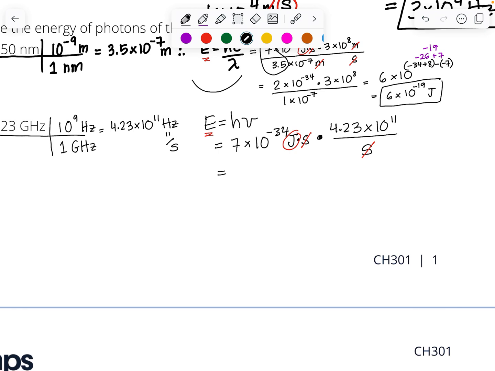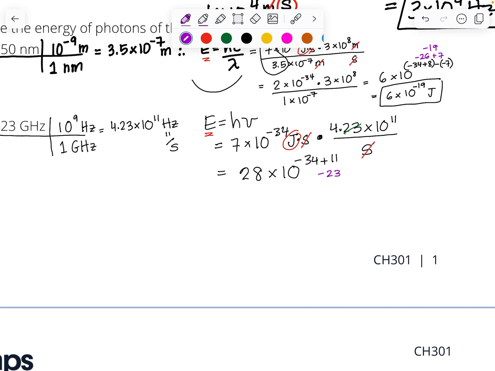So can we just call this 4, since we can do it in our head? So 7 times 4 is 28 times 10, and we're multiplying it, so we're going to add those exponents. So negative 34 plus 11. So that's going to give us a negative 23.